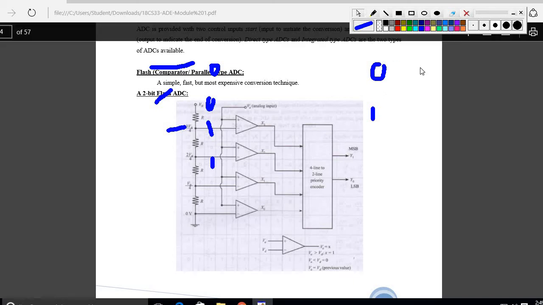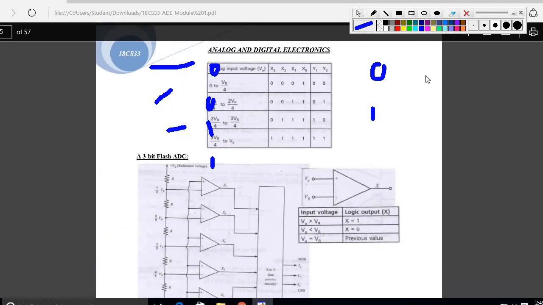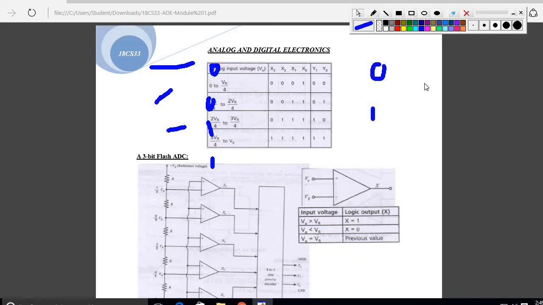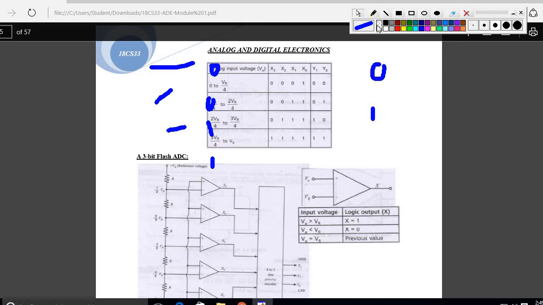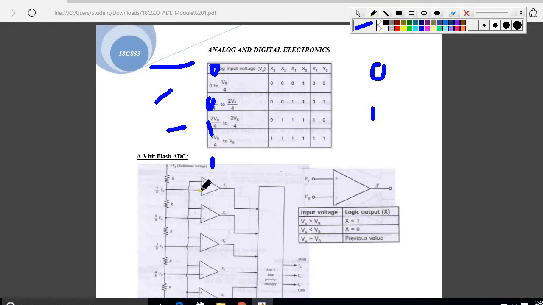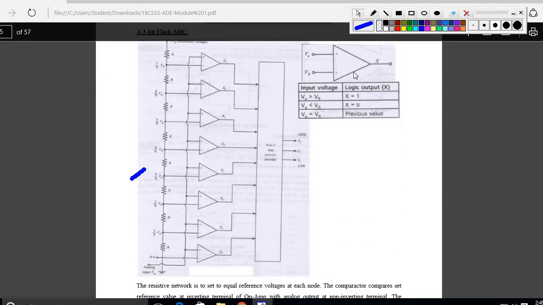Okay, next we'll move towards the 3-bit flash ADC. Here the ADC's output is 3-bit, there it was 2-bit, right? So next we'll see the 3-bit flash ADC. So see here, this particular diagram will represent a 3-bit ADC.